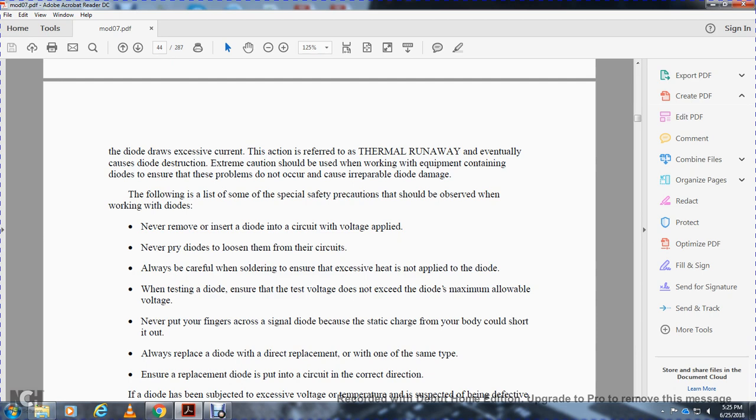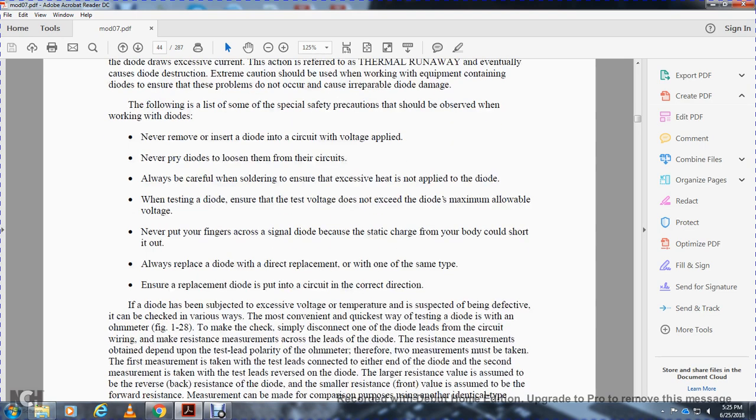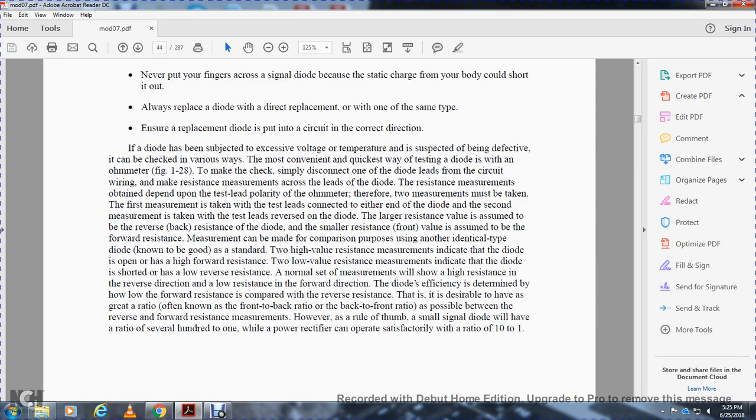When testing a diode, ensure the testing voltage does not exceed the diode's maximum allowable voltage. Never put your fingers across a single diode, because the static charge of the body could short the diode. Always replace a diode with a direct replacement of the same type. Ensure the replacement diode is put into the circuit in the correct direction.